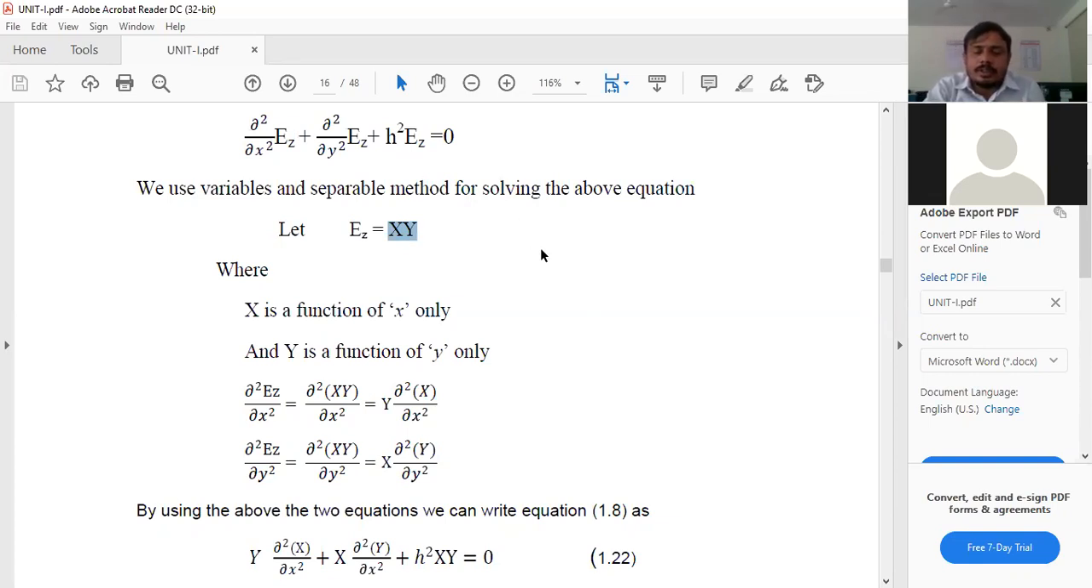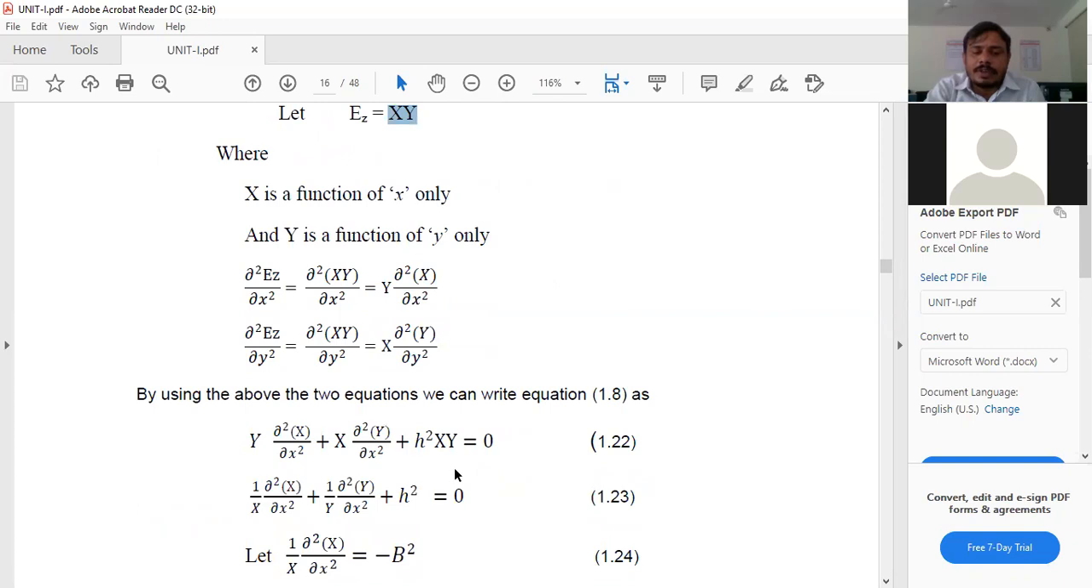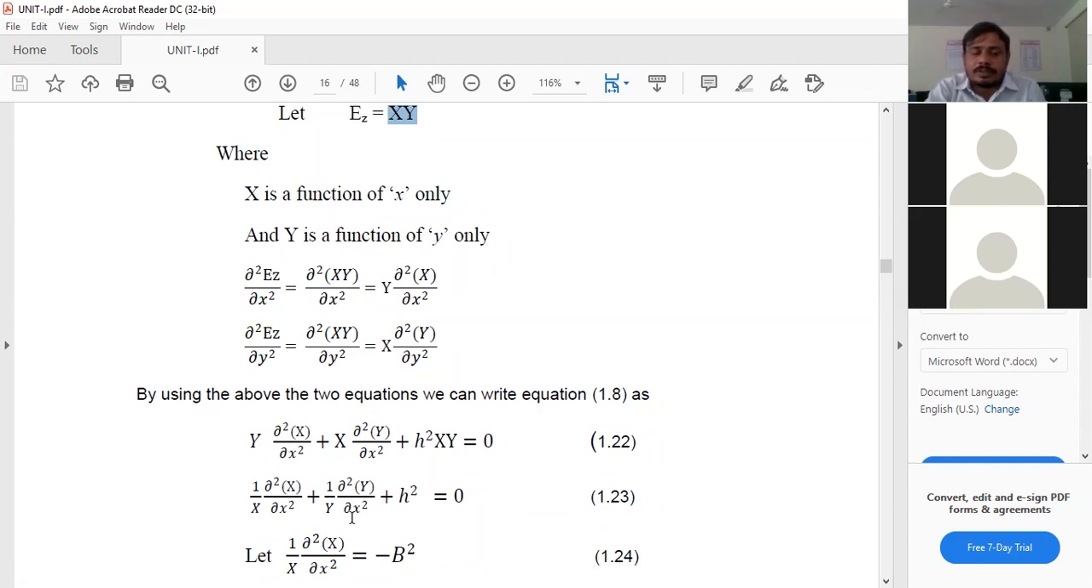Now we have to divide the entire equation by XY. So by dividing the entire equation by XY, here Y by XY is 1 by X, and X by XY is 1 by Y, plus h² is equal to 0. Are you following? Yes, sir. Right, please note down this one.